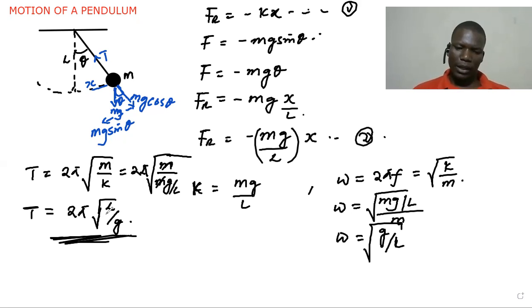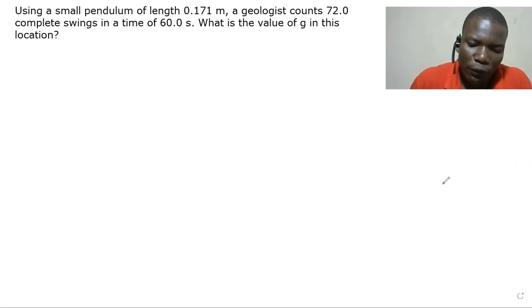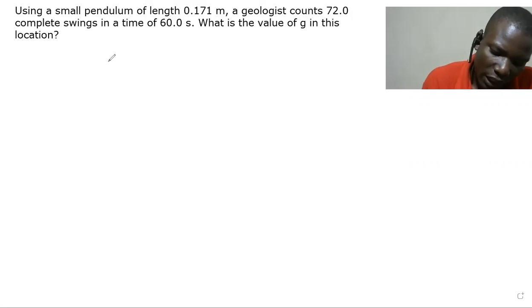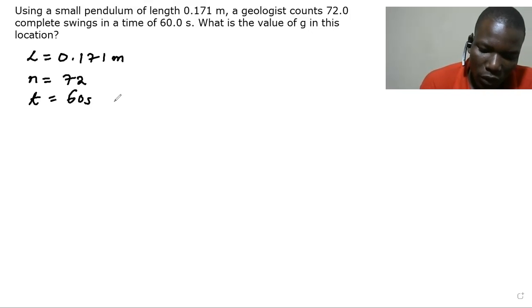Okay, so we can try to solve one question on motion of a pendulum. Using a small pendulum of length 0.171 meter, a geologist counts 72 complete swings in a time of 60 seconds. What is the value of g in this location? So what we have is the length 0.171 meters, the number of complete swings 72, and the time 60 seconds. What is the value of g?